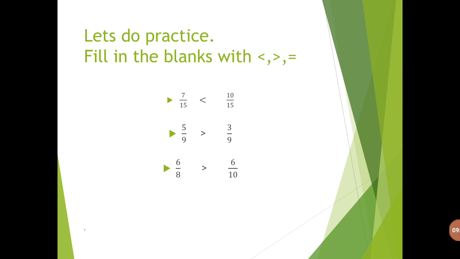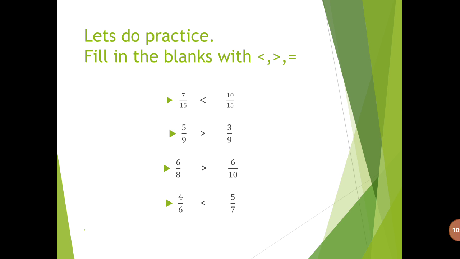Now 6 upon 8 and 6 upon 10. We have a common numerator. So we have to observe the denominator. The smaller denominator is the bigger fraction. So 6 upon 8 is greater than 6 upon 10.